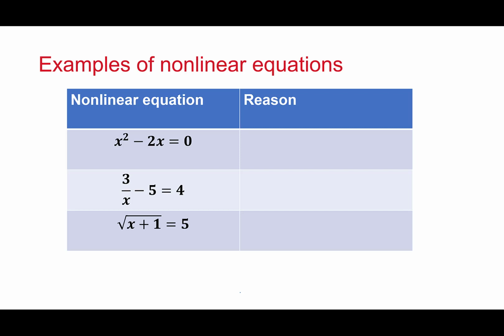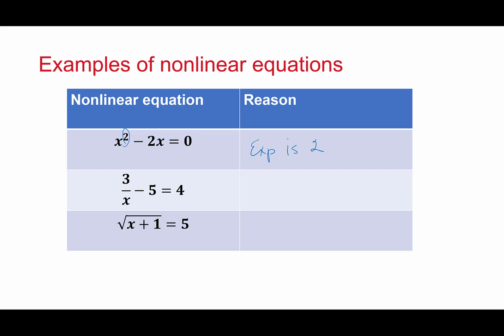Now, there are equations that we'll cover that are not linear equations, and we call those non-linear equations. Here are a few examples. The first one is x squared minus 2x equals 0. The reason that this is not linear is because the variable has a power of 2. So the exponent is 2, which makes that a non-linear equation.